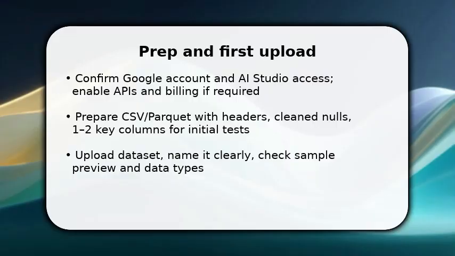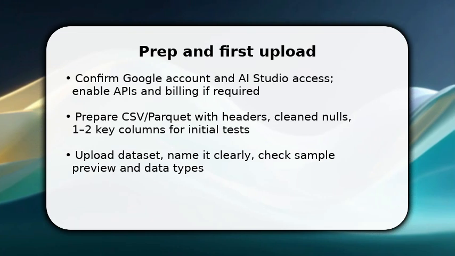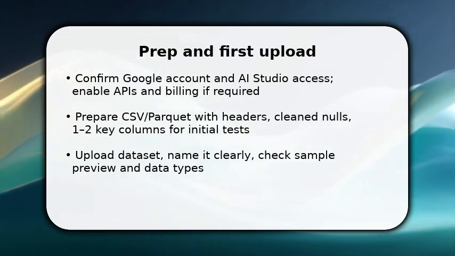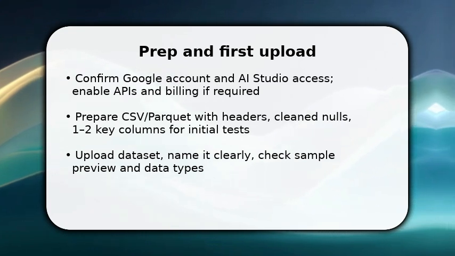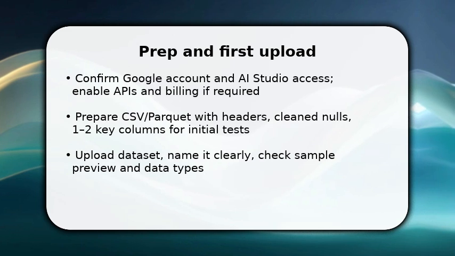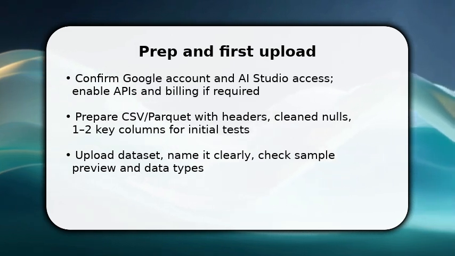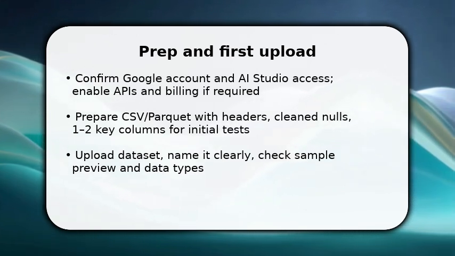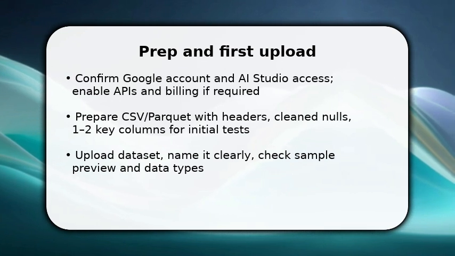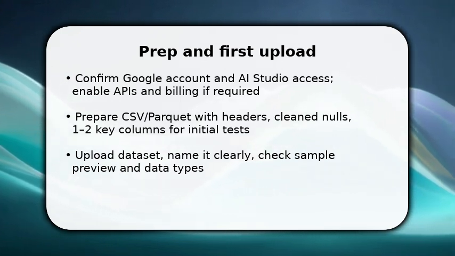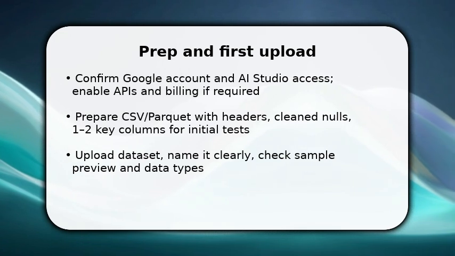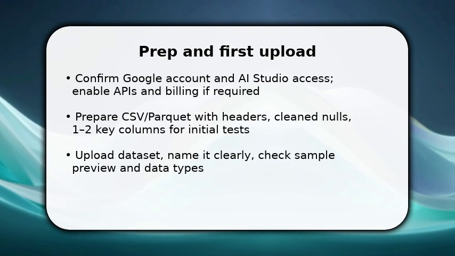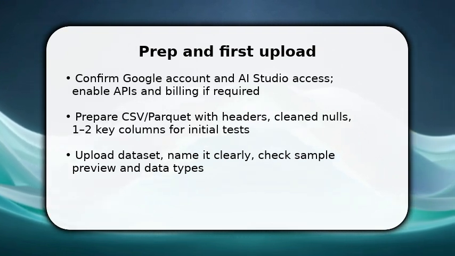Please enjoy the video. You'll start by verifying access and preparing a tidy dataset. Sign in, enable AI Studio and any needed APIs. Make sure billing or trial is active so jobs run. Once done, clean your file locally. Consistent headers, no mixed types, and a small test sample of 505,000 rows. Then upload to AI Studio, pick an obvious name, and inspect the preview to confirm column types. This avoids surprises later and lets you run your first analysis quickly and reliably.